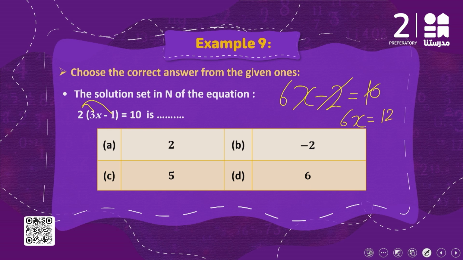To find x, just divide both sides by 6. Now the value is 2 for sure. This is the right answer.